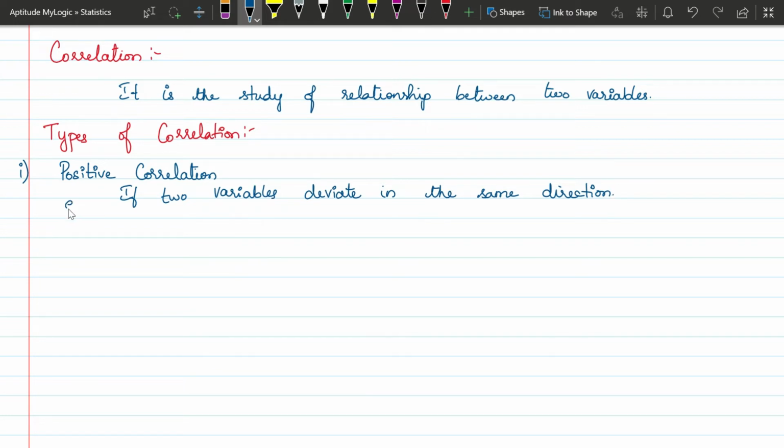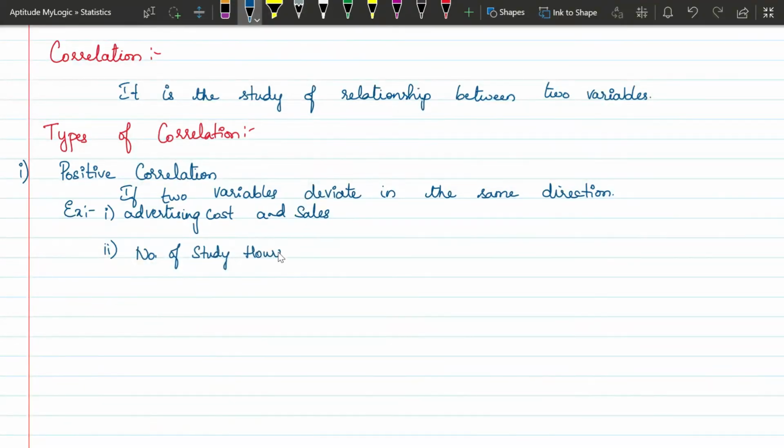Examples are marketing cost and revenue, advertising cost and sales, and the number of study hours and marks.